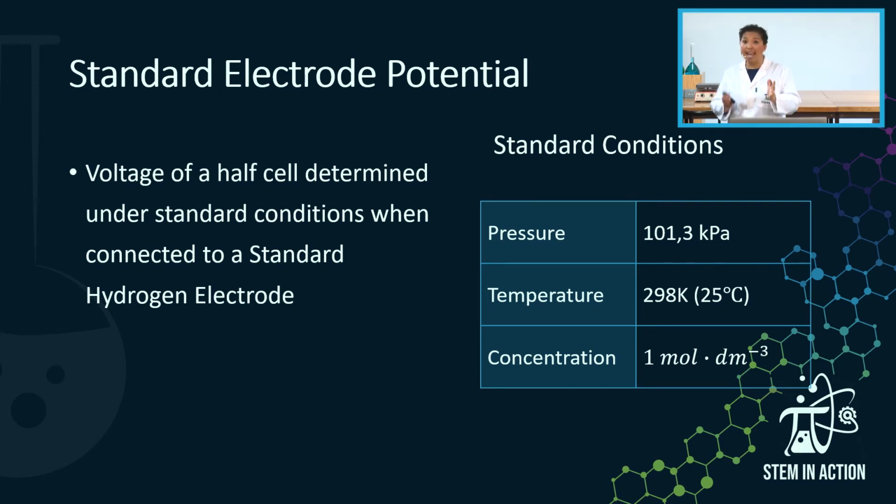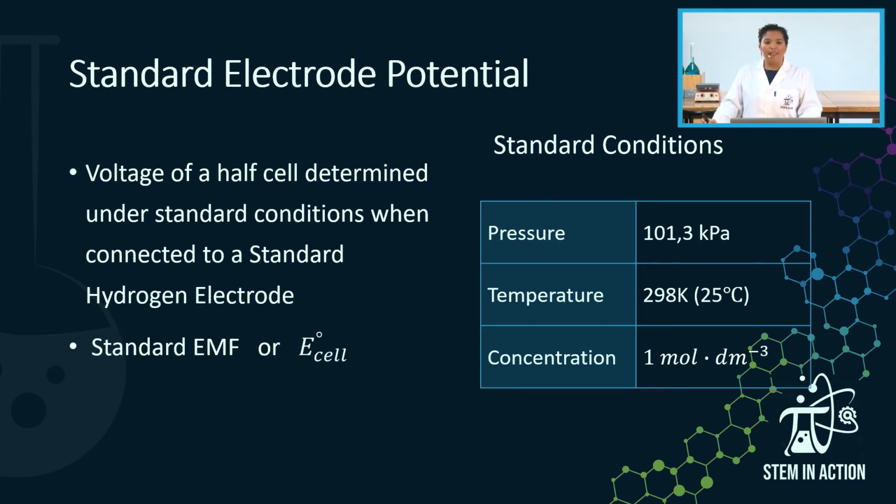So those are standard conditions, and sometimes in a question they'll actually ask you, what are the standard conditions of a standard electrode potential or a galvanic cell? This voltage of this half cell is indicated as the standard EMF or the E naught of the cell.